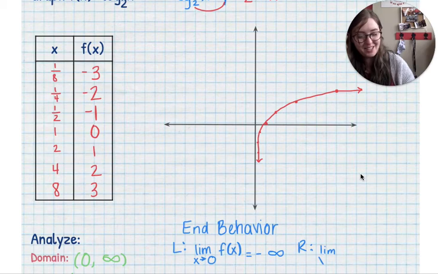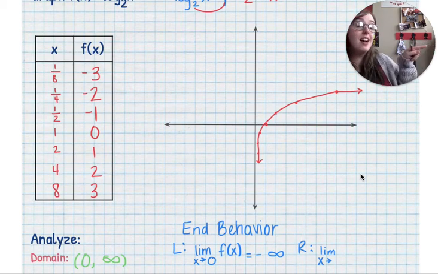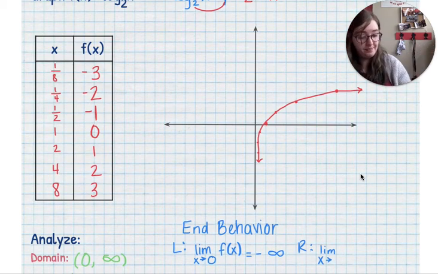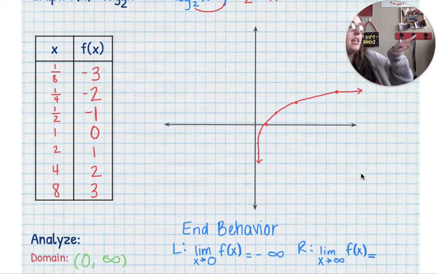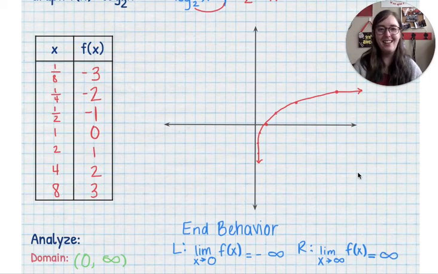The limit as x approaches positive infinity of f of x equals, and like I said, I'm going to keep on going up and up and up. Even if it's slightly, I'm going to keep on going up and up and up. So I'm going to be approaching infinity on that side.